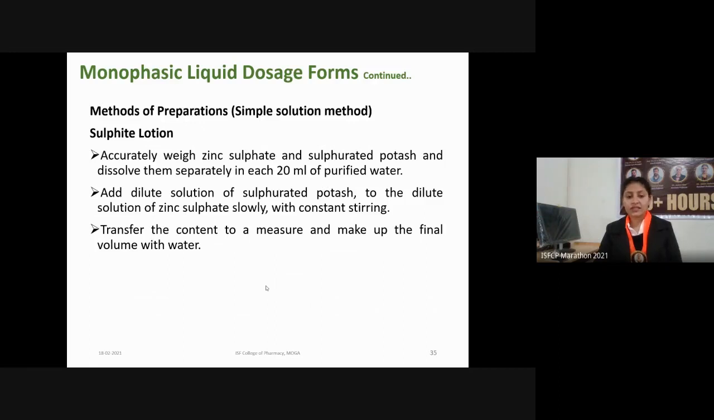Means at the first step we will take 20 ml of water separately, and in one we are going to add zinc sulfate, and in another we are going to add sulfonated potash. And these dilute solutions of sulfonated potash and zinc sulfate are going to be mixed together by constant stirring, that we have discussed in the second step. Then transfer the content to a measuring cylinder and make up the final volume with water. This is how a zinc sulfate lotion is prepared.